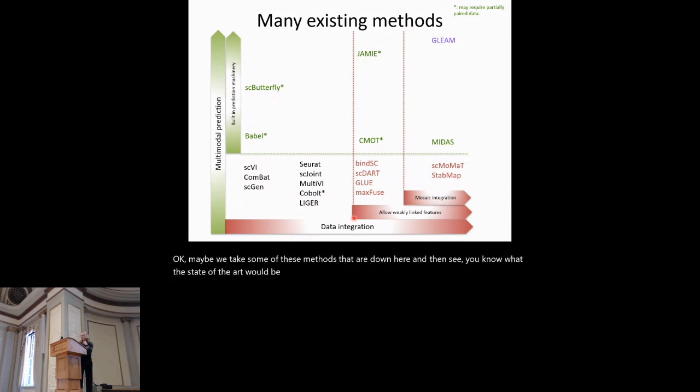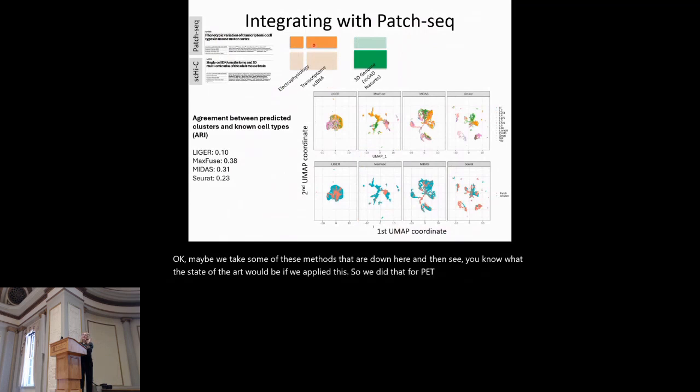So we did that for patch-seq data. Patch-seq, by definition, is multimodal. It profiles electrophysiology and also transcriptome, but a much smaller number of cells because patch clamping is a very laborious process. So it would have a few thousand cells.